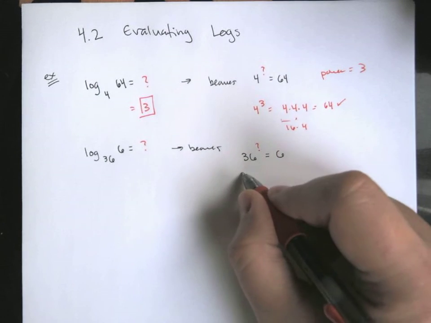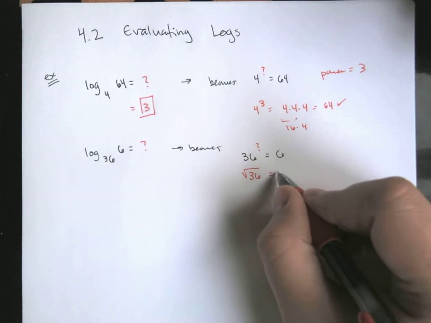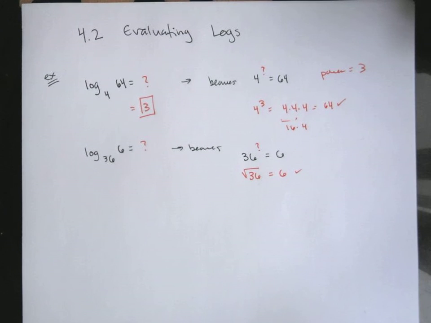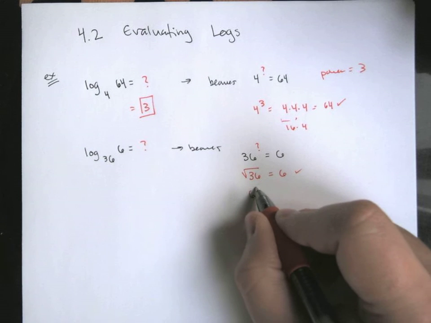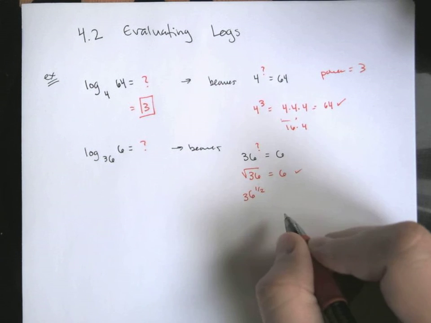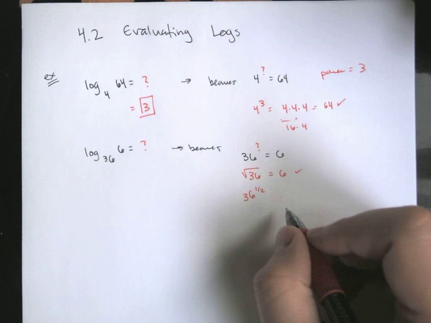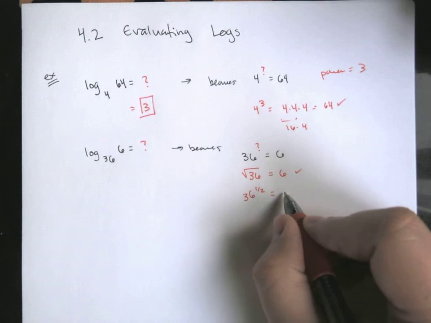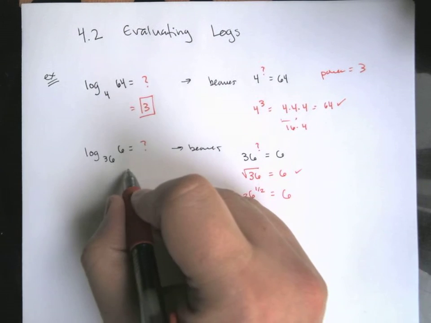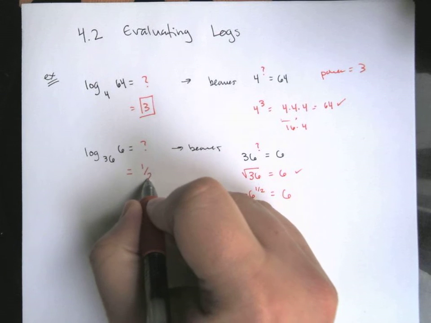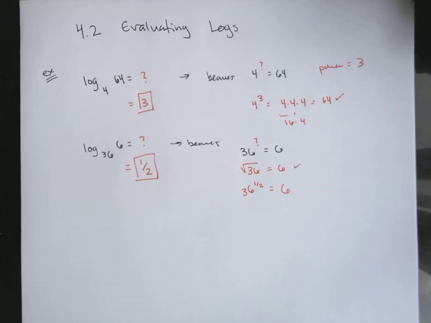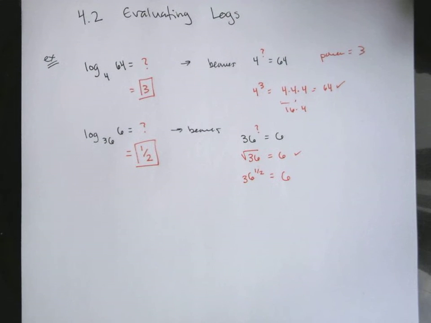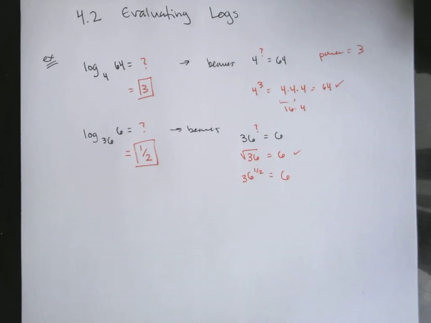The answer here is, well, I need to take the root of 36. The root of 36 is 6. What does the root look like as an exponent? That's 36 to the 1/2. A square root is a 1/2 power. So 36 to the 1/2 is 6, which means our logarithm is equal to that power. The logarithm here is going to be 1/2. How do I get from 36 to 6? I have to take a square root, and so my power is 1/2.